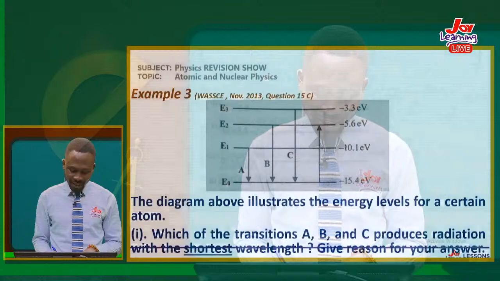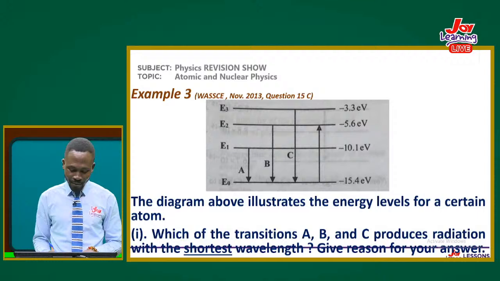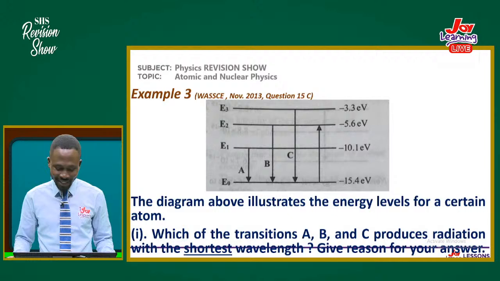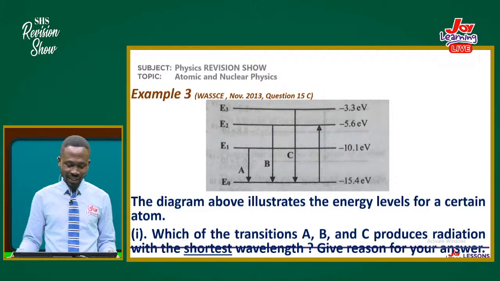Okay, I have my answer to be transition C. Okay, that's good. Shortest wavelength. And my reason is the transition will produce the highest energy. That is the highest energy. All right, that is perfect. Thank you, Joseph from Agona Kwanta, for calling in. Keep watching the show.